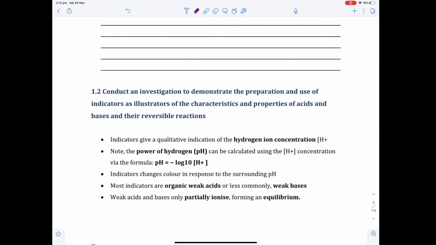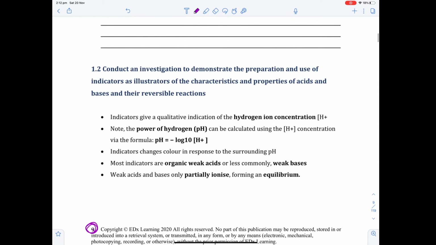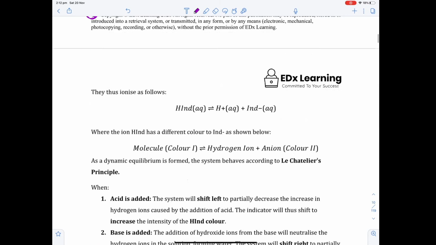Based on? The percentage starts to complicate it. I just say based on concentration of hydrogen, or based on acidity, right? So it changes color based on acidity. Everyone with me? Now, to understand how it does that, you need to understand what an indicator actually is.